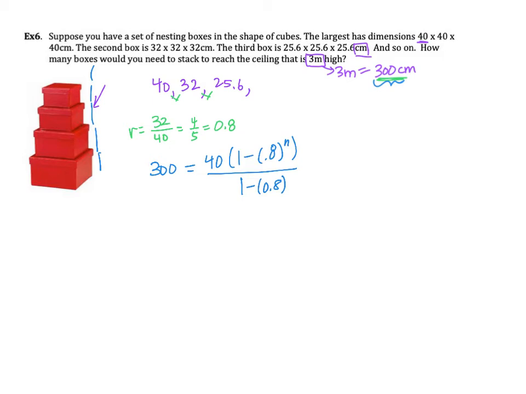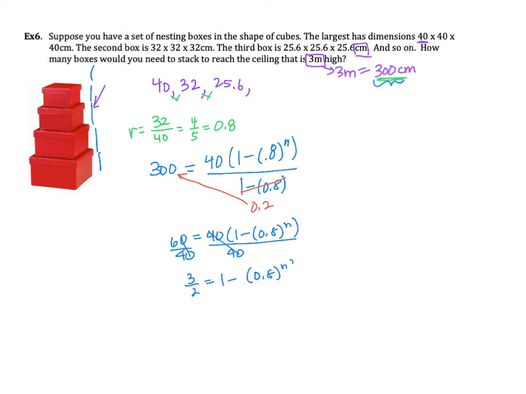So 1 minus 0.8 is 0.2, so I can cross multiply over here. So 300 times 0.2 is 60, so I get 60 equals 40 times 1 minus 0.8 to the nth power. I can divide each side by 40. So 60 divided by 40, that's 3/2, or 1.5. That equals 1 minus 0.8 to the nth power.